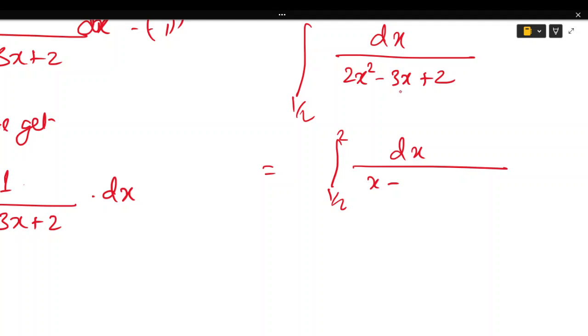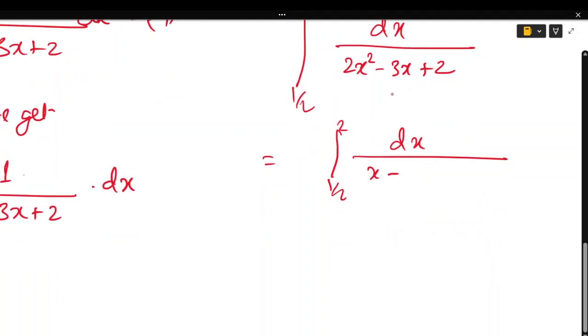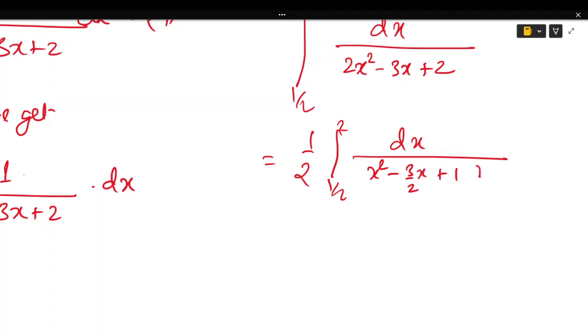No, it can't be factorized, I think so. Yeah, it can't be factorized. So you need to use the completing the square method. So first taking the 2 common outside this. So it will be like this.